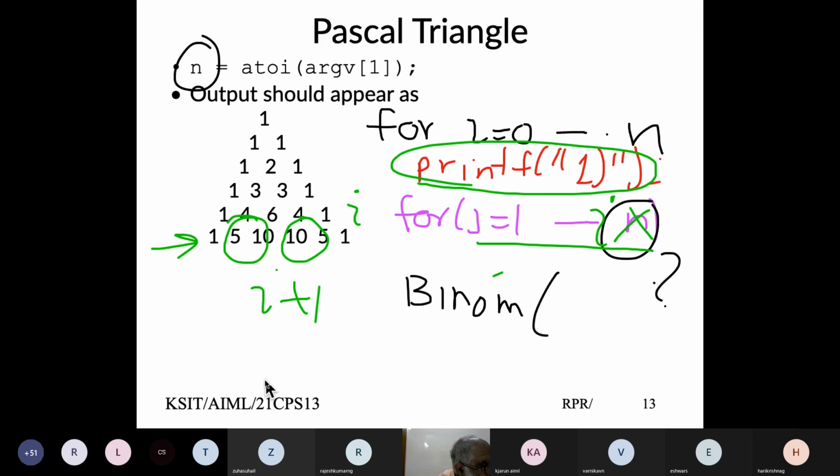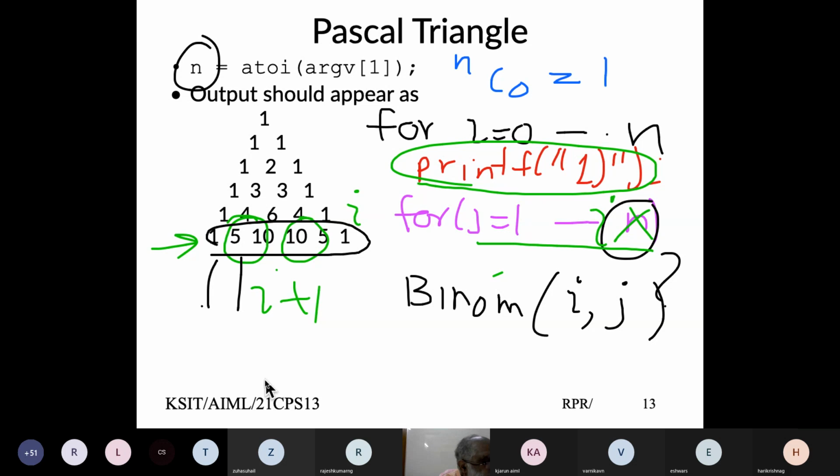What should my parameters be for the binomial coefficient? Look, it should be I comma j, because I'm computing the coefficient of 5C0, 5C1, 5C2, 5C3, 5C4, 5C5 for the fifth row. Since nC0, if you recollect, is always 1, hence I'm printing nC0.